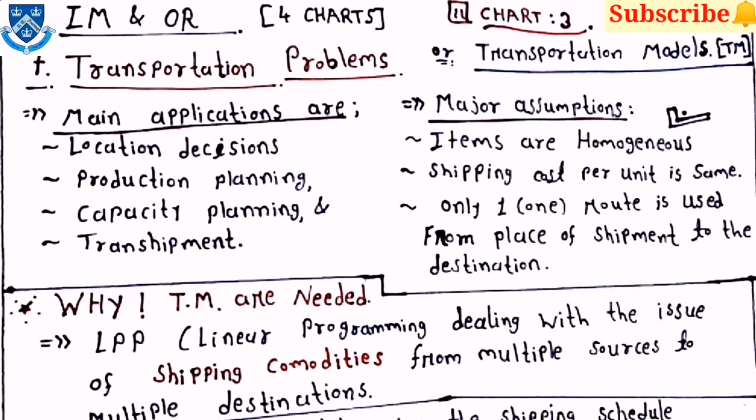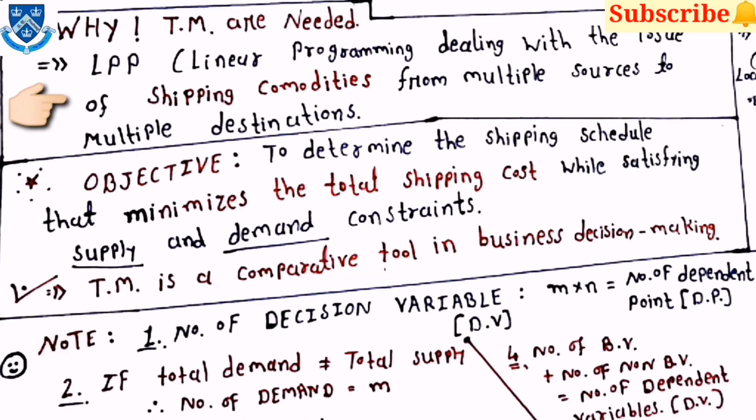In the transportation problems, or you can say the transportation models, the first question in your mind is what is the need for these models. As you all know, LPP, which is linear programming problems, deals with the issue of shipping commodities from multiple sources to multiple destinations. So the objective of the transportation models is to determine the shipping schedule that minimizes the total shipping cost while satisfying supply and demand constraints. And here TM is a comparative tool in business decision making.